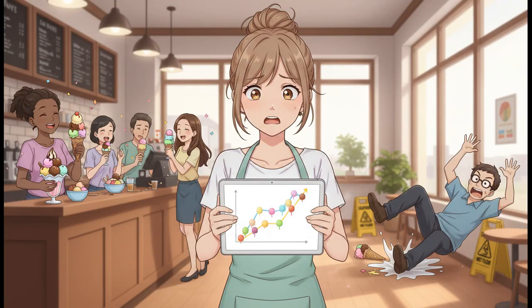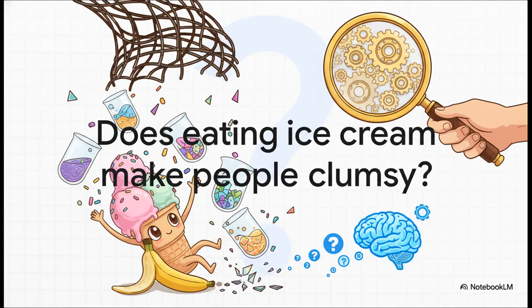Our owner finds one last pattern in the data, and this one is alarming. There's an almost perfect correlation between how much ice cream they sell and the number of people who slip and fall inside the shop. The data is crystal clear, but what on earth does that mean? And this right here is the trap. If you only look at the correlation, you might think something ridiculous. Obviously, eating ice cream doesn't make people fall down. So what is actually happening?